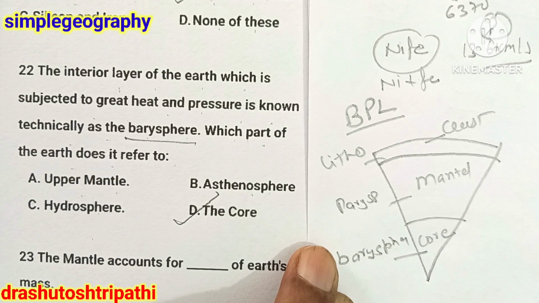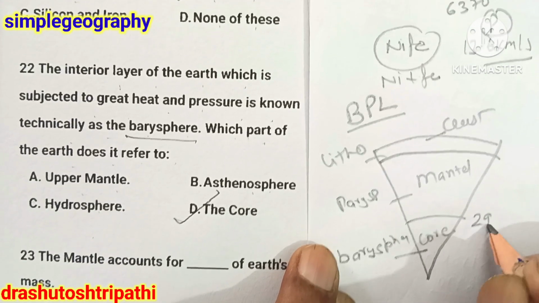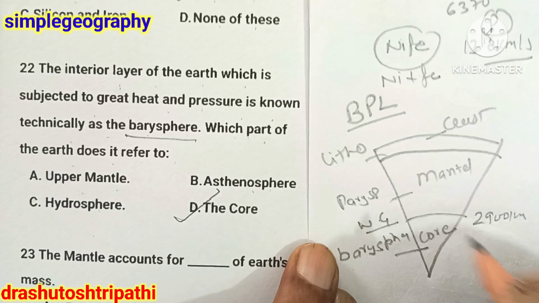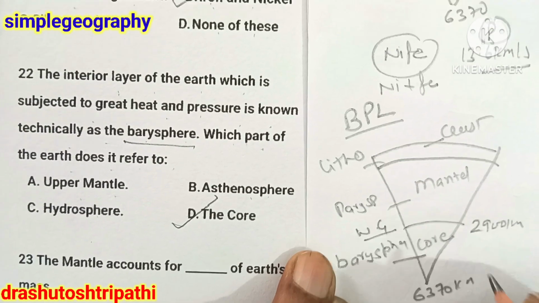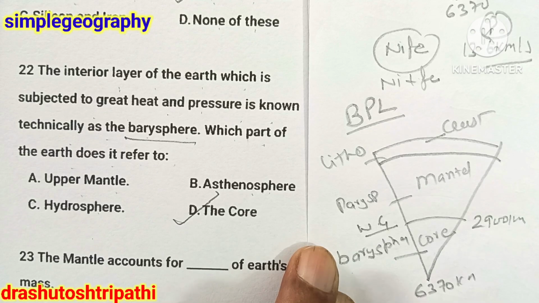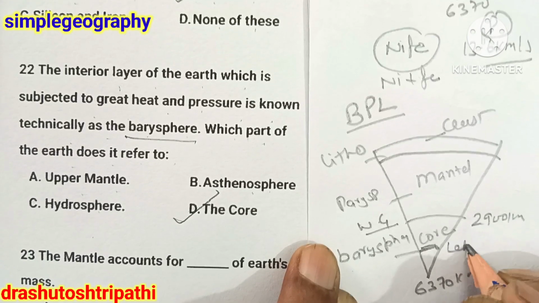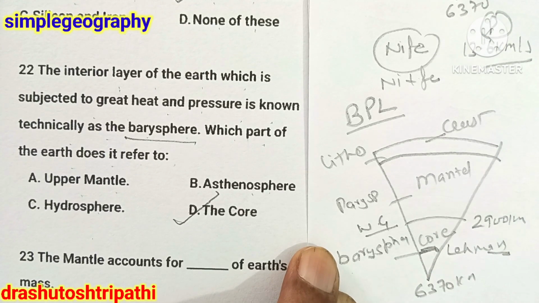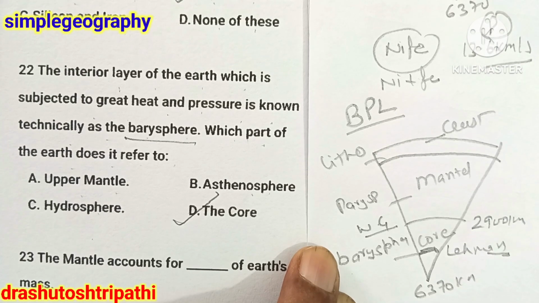D. The core is the correct answer, and the depth of the core is from 2900 kilometers, that is Richard Gutenberg discontinuity, up to 3700 kilometers. The layer which divides the core into two parts is known as the Lehman discontinuity, which divides the inner core into two parts.